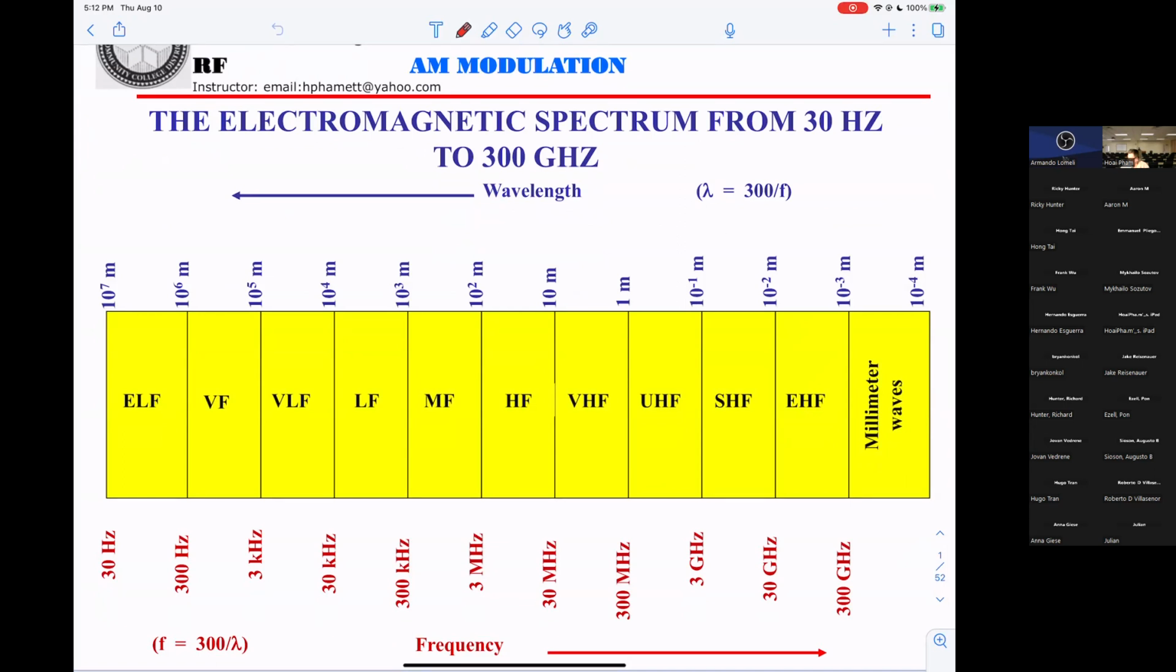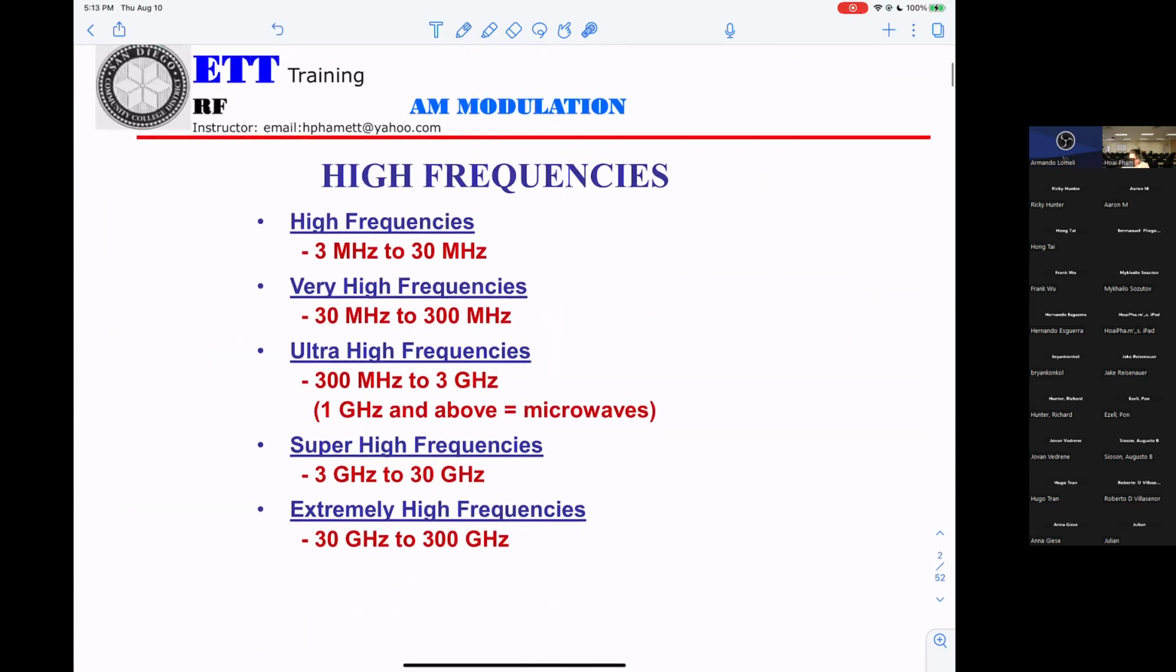So they're telling you which one. ELF, VF, VLF, that means from what frequency to what frequency. Okay, LF, MF, SF, VSF, USF, and so on.